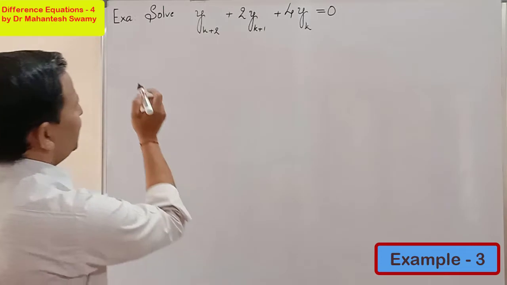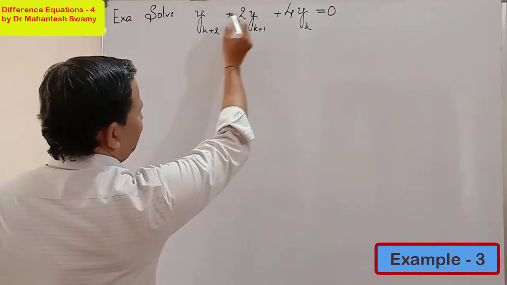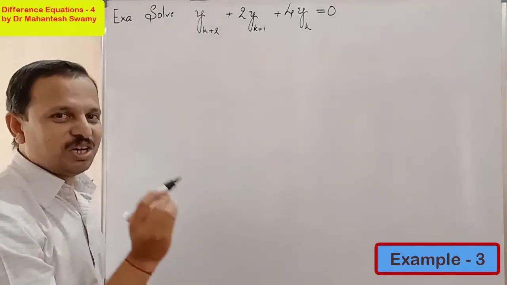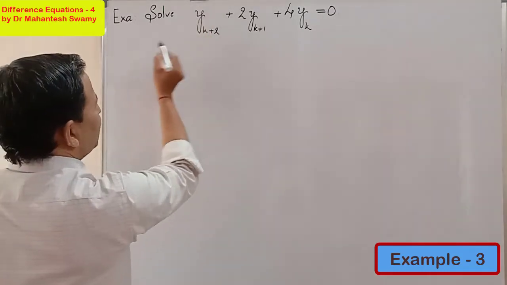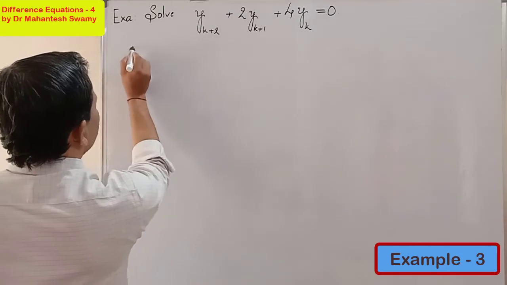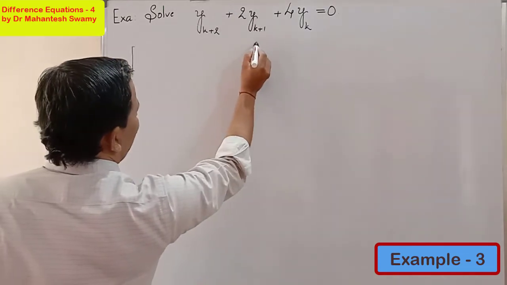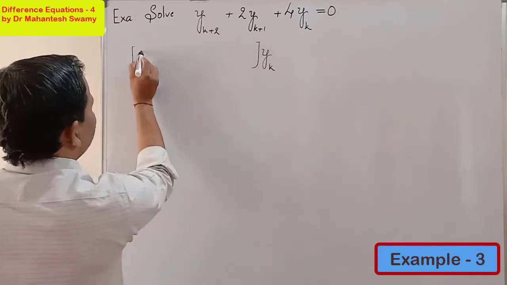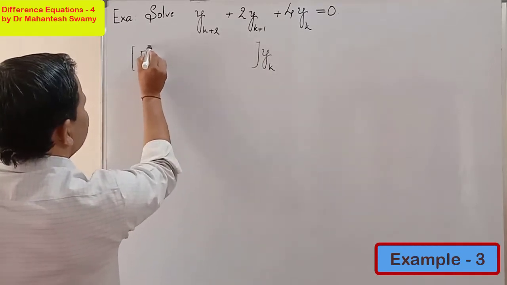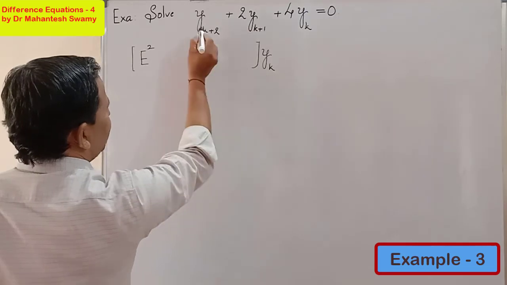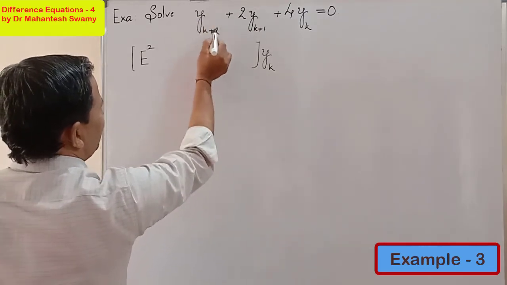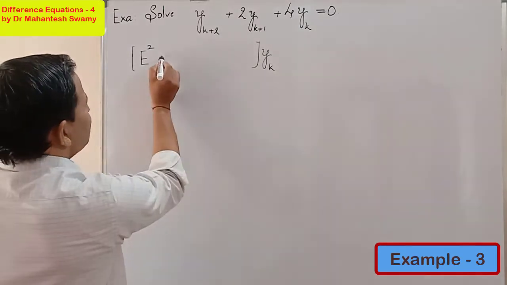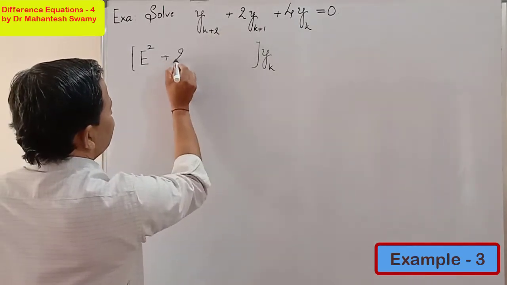Now the first step is to write the given difference equation in the form where we find the shift operator. So how to write that? We have to take the shift operator on y_k. If we take the shift operator E twice, that is E squared on y_k, we will get y_{k+2}. Therefore this y_{k+2} has been written as E squared of y_k.